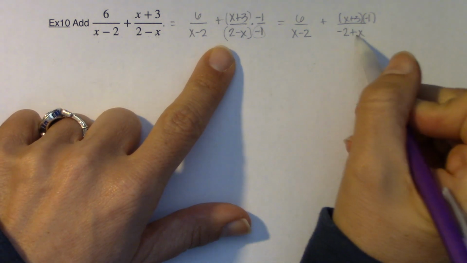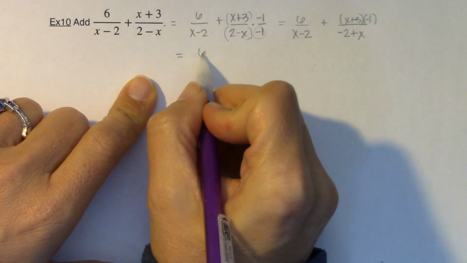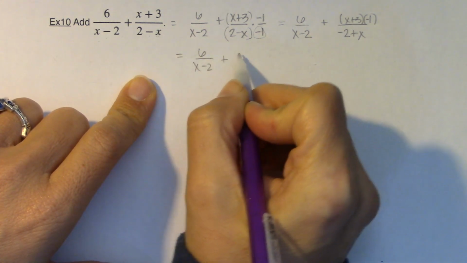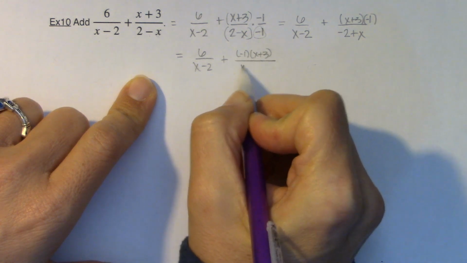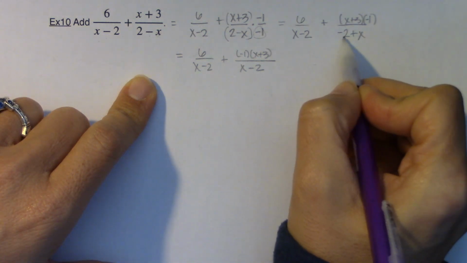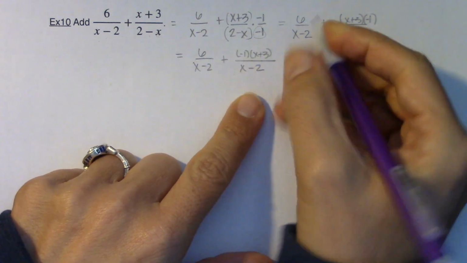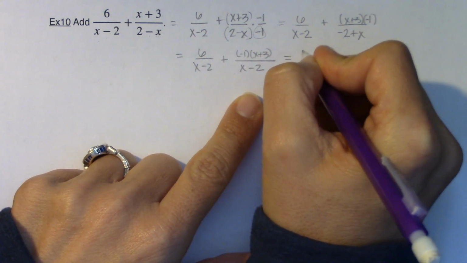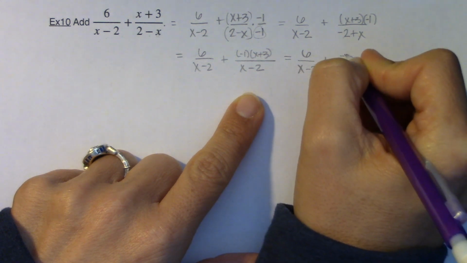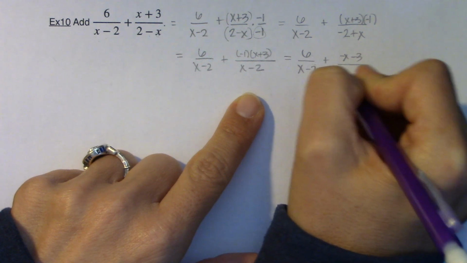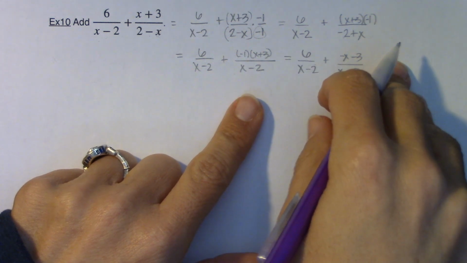All right, now I'm going to rewrite this with the x as the lead. So this is ultimately 6 over x minus 2 plus negative 1 times x plus 3, and then we've got x minus 2 on the denominator, because I had a positive x and a negative 2, so I'm rewriting that as x minus 2. And I'm going to distribute this numerator just a little bit. Maybe you're starting to see the like terms. I've got negative x minus 3 up here, and then I've got x minus 2. So now I've got two fractions.